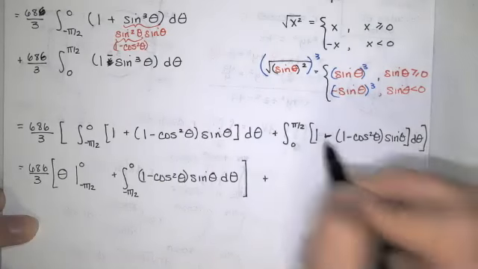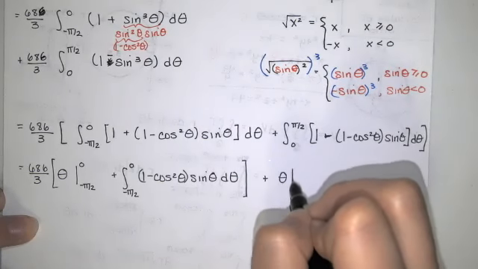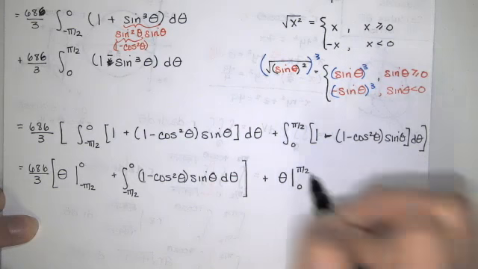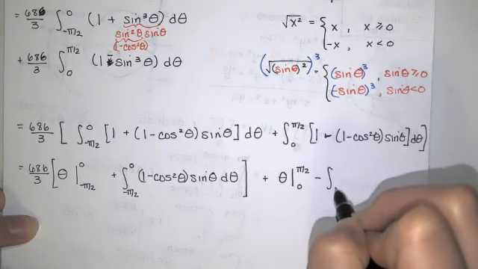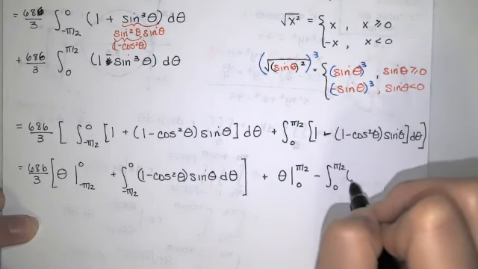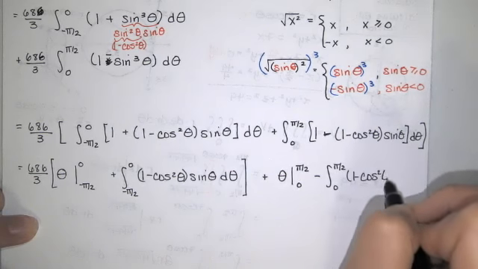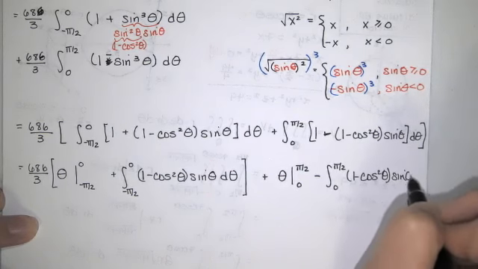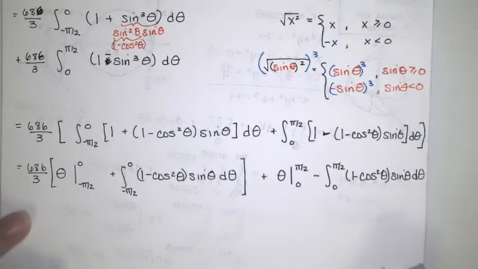Similarly, take the antiderivative of 1 over here. We just get theta. We evaluate from 0 to pi/2. And then we're subtracting the integral from 0 to pi/2 of 1 minus cosine squared theta times sine of theta with respect to theta.